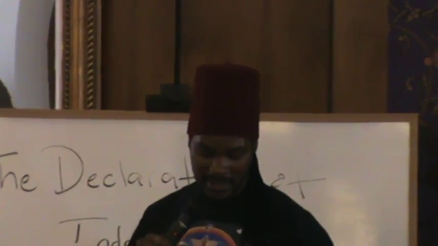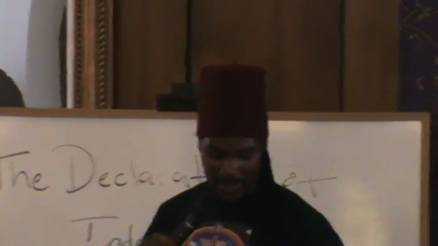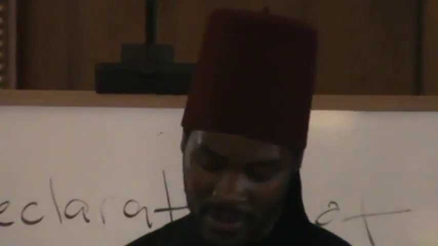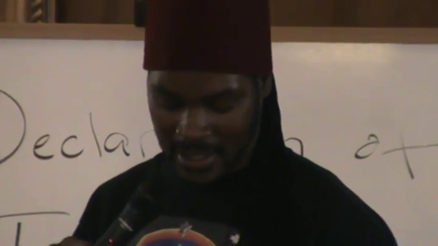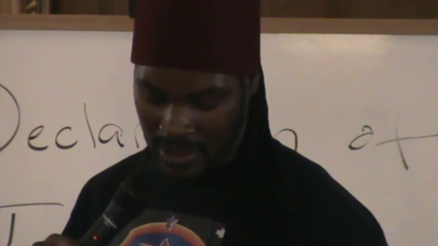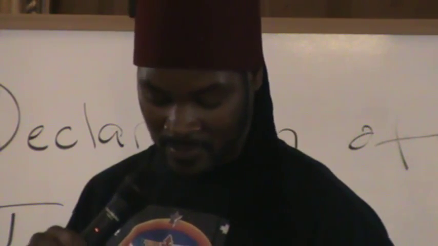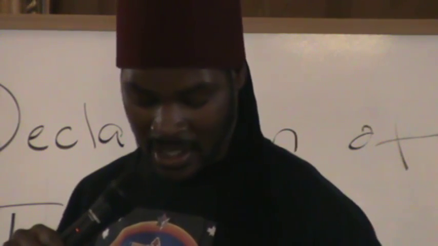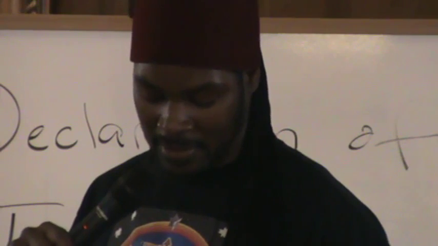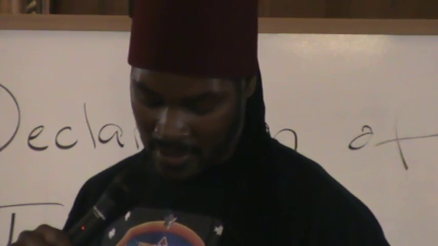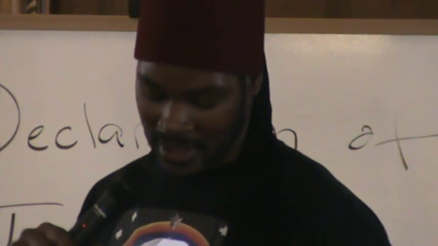We must therefore acquiesce in the necessity which denounces our separation, and hold them, as we hold the rest of mankind, enemies in war, in peace friends. We, therefore, the representatives of the United States of America, in General Congress assembled, appealing to the Supreme Judge of the world for the rectitude of our intentions, do, in the name and by the authority of the good people of these colonies, solemnly publish and declare that these united colonies are, and of right ought to be, free and independent states.